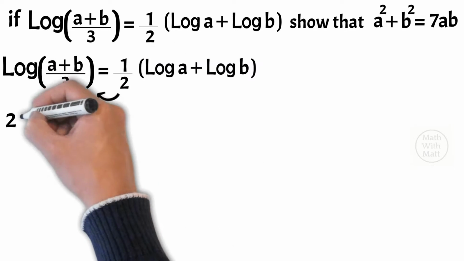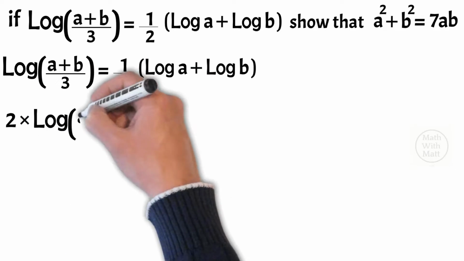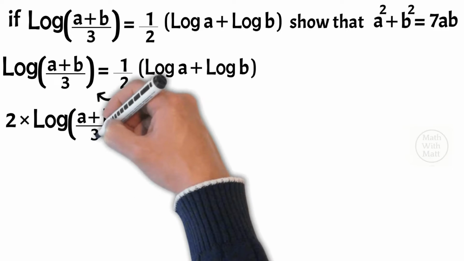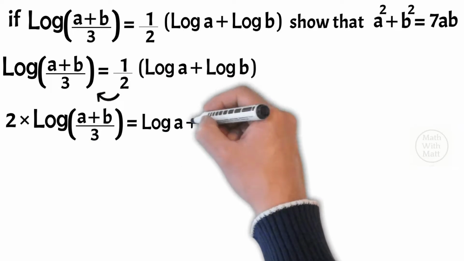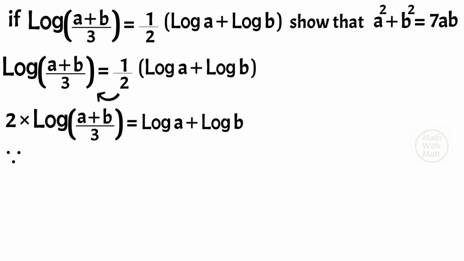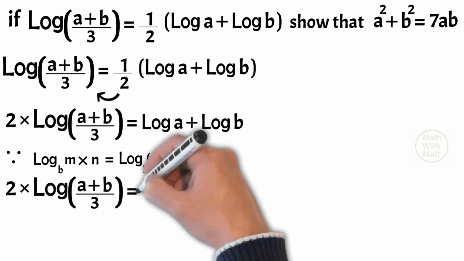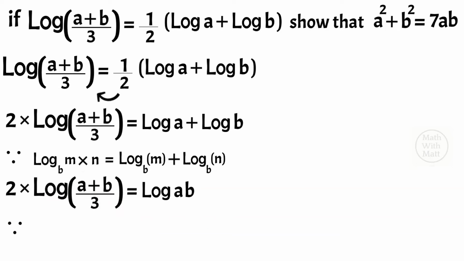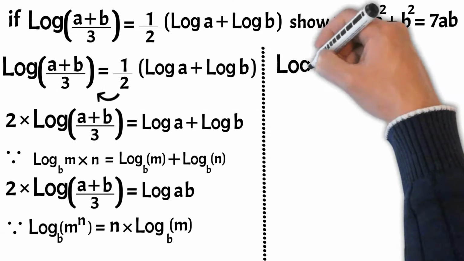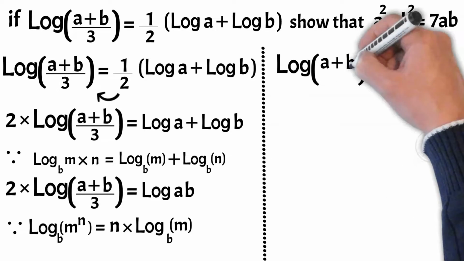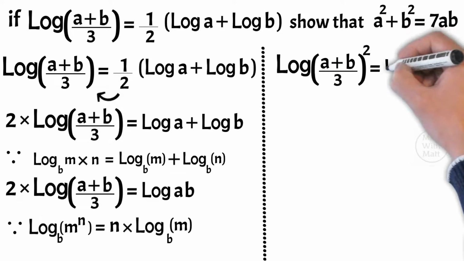First, we take the 2 from the right to the left side, making it 2 times log of (a plus b) upon 3. And for what remains on the right side, we apply the log of product, giving us log of ab. Now, we use log of power to take the 2 on the left side as a power of log of (a plus b) upon 3.